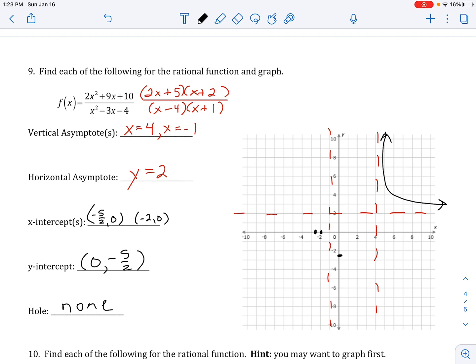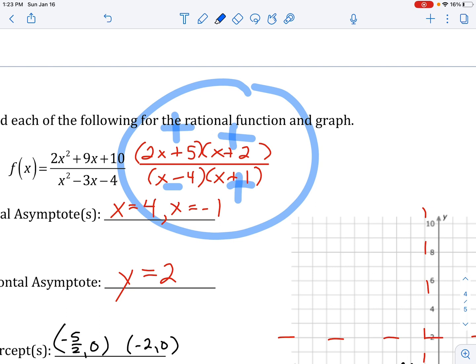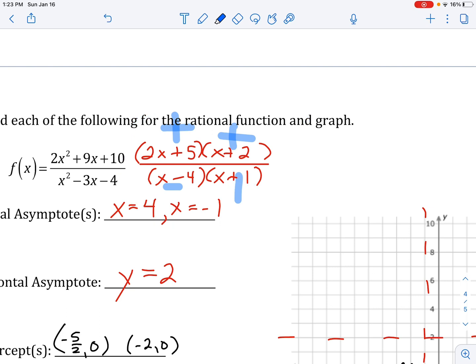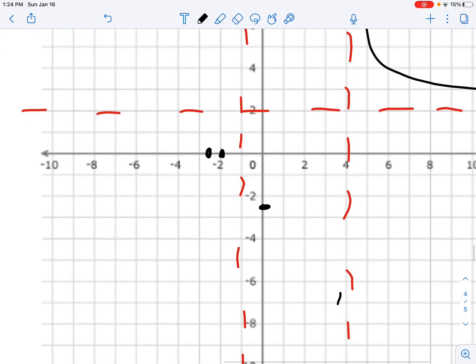So if I plug in 3.9 for x, this is positive. 3.9 plus 2 is positive. 3.9 minus 4 is negative. And 3.9 plus 1 is positive. So when I do all of that, I would end up with a negative. So at 3.9, the graph is negative, meaning it is down here.